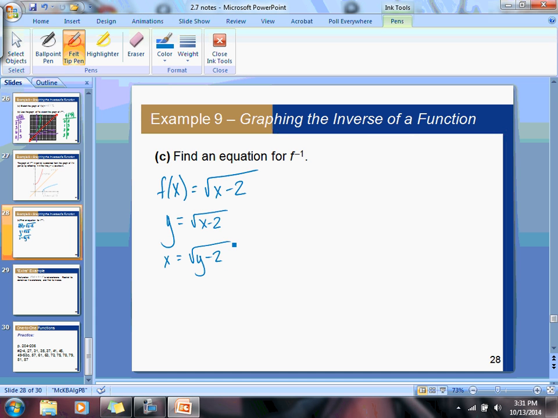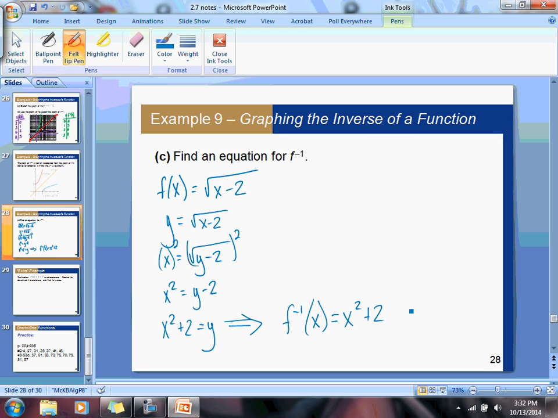So I have to get rid of that square root, so that means I'm going to square both sides. And remember, when you square a square root, that radicand pops out. And then I'm going to add the 2 over. So x squared plus 2 equals y. But again, I'm not going to leave it written like that. I'm going to rewrite it in my function notation. And I need to make sure that I use the inverse function notation. So I'm going to have f to the negative 1 of x equals x squared plus 2. That should make sense. The opposite of a square root is squaring. Opposite of subtracting is adding.